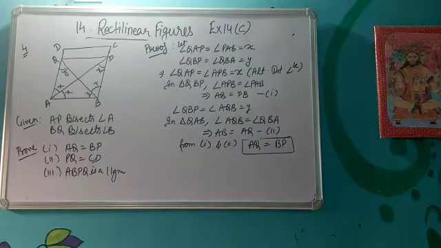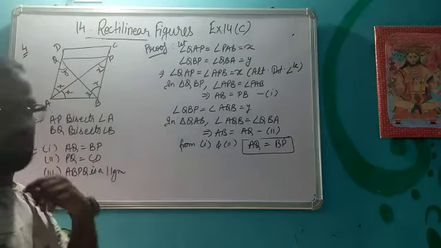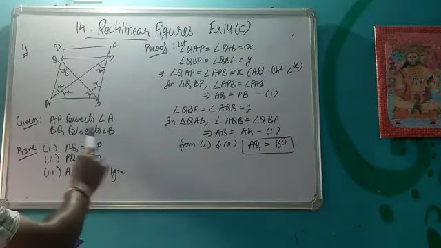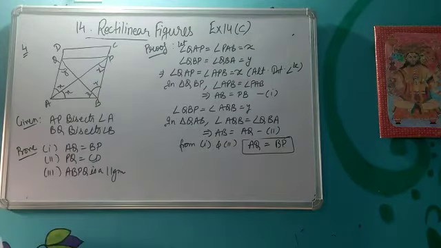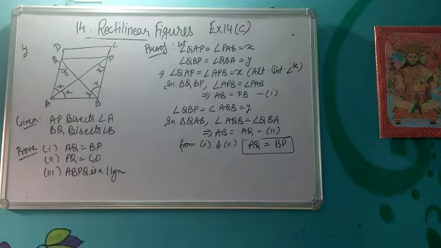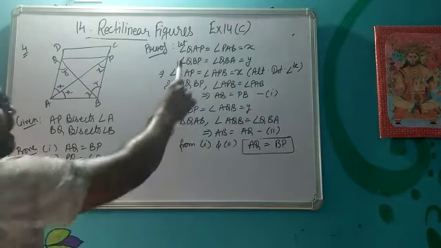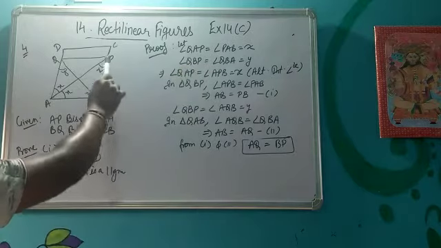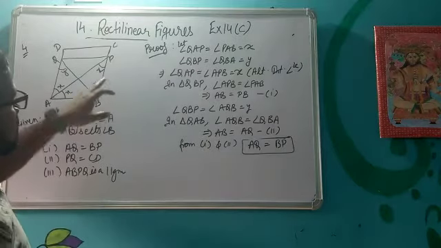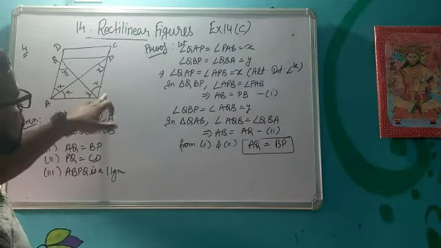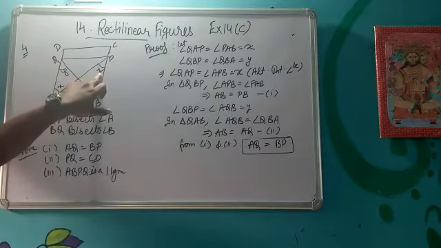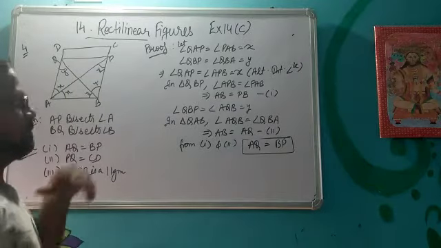Okay, now in question number 4, it is given that ABCD is a parallelogram. Then AP bisects angle A and BQ bisects angle B. We have to prove AQ equal to BP, PQ equal to CD, and ABPQ is a parallelogram. So what I have assumed, let QAP and PAB be X and both are equal to X. Similarly, angle QBP and angle QBA, I have assumed as Y. Now after assuming these two as X and Y, let's proceed.